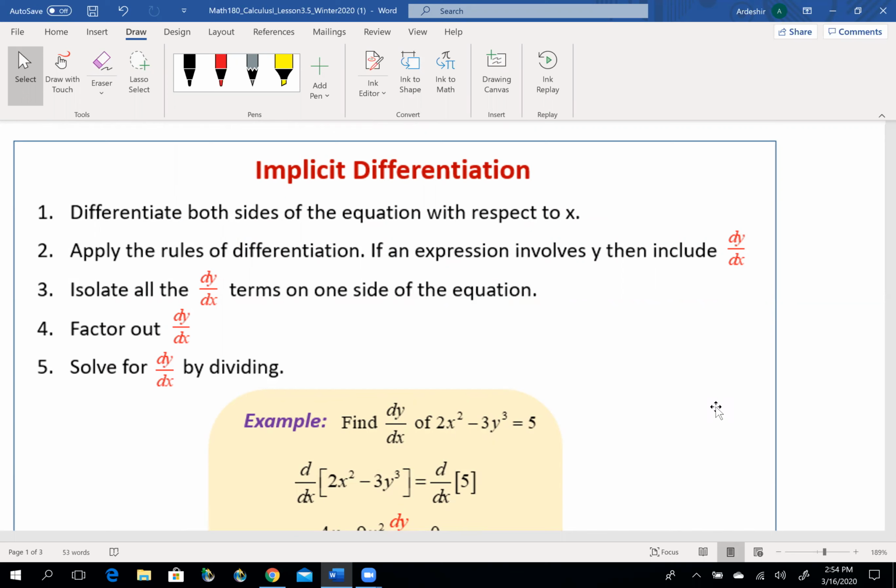Today, I'm going to teach 3.5, then 3.6, and then 3.7 separately. And then I posted on the Canvas.